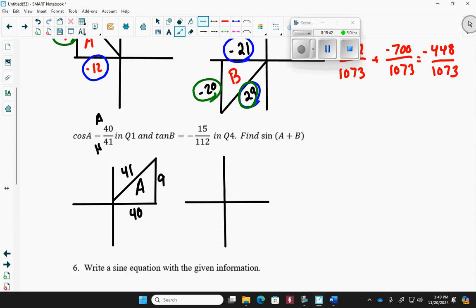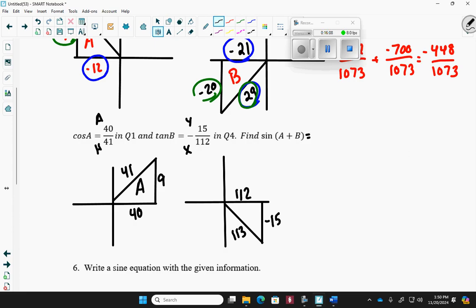Next triangle is in quadrant 4, which is right here. And a tangent, remember, tangent is x over y. Scratch that. Y over x, y over x. So let's make sure we honor the positives and negatives. So that's going to be positive 112, and this will be negative 15 because I'm going down. All right, and so Pythagorean theorem, this is going to be 113.